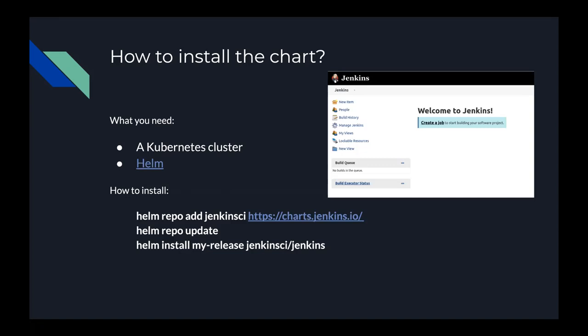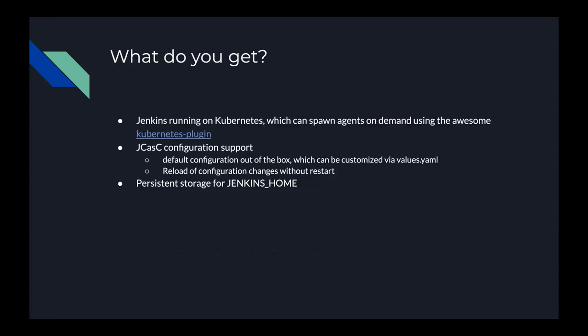You can call it my-release. As you see here, it's called my-release. You can change that name to anything you want. And then you'll just reference the repo and then the chart that you wish to install. What do you get? You get Jenkins running on Kubernetes, which spawns agents on demand using, this is what I put, the awesome Kubernetes plugin. I am one of the maintainers of that plugin, as well as JCasC configuration support, which is the default configuration out of the box, which can be customized via the values.yaml file. I will go into a little bit more of what the values.yaml does, but essentially on a high level, that is where you will make all of the configurations that you want the Helm chart to inherit.